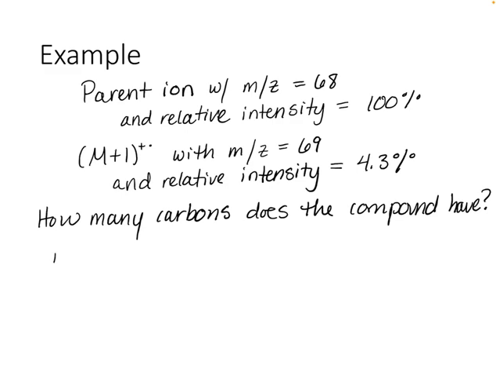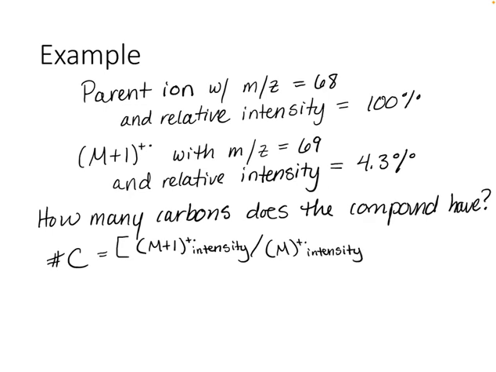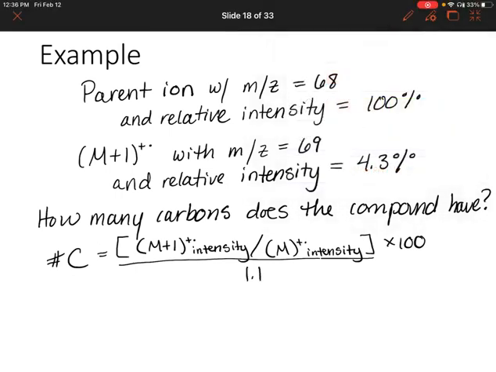Okay, so let's use our equation that we wrote out on the last slide. We're going to take that M+1 peak and its intensity, divide that by the intensity of the parent peak, multiply that by 100, and divide by 1.1. If you want to pause the video and try this on your own first, you can. And then when you're done, you can unpause and we'll go over it together.